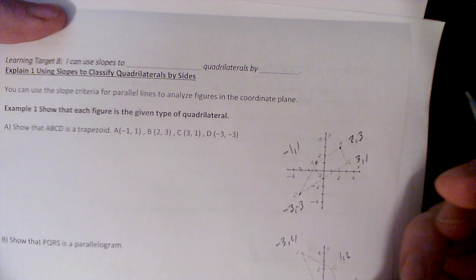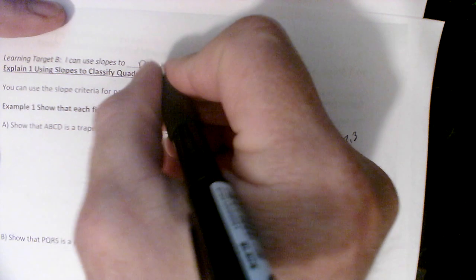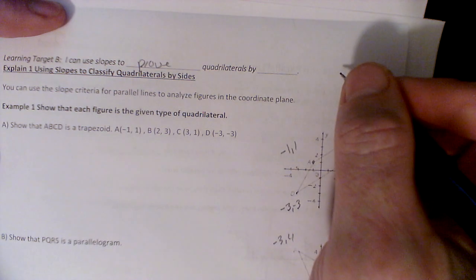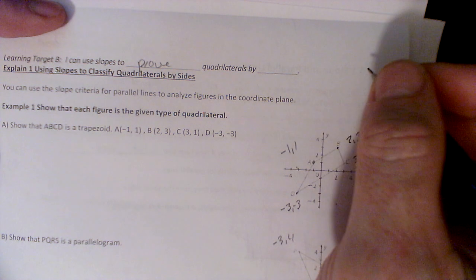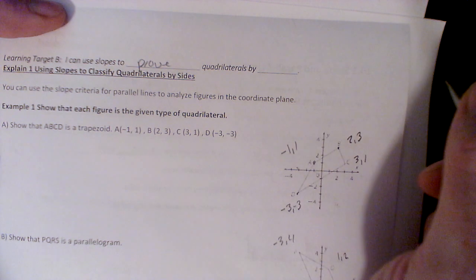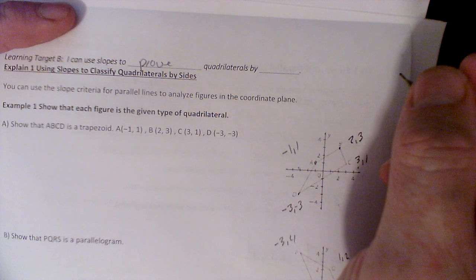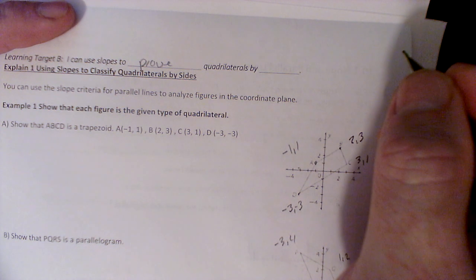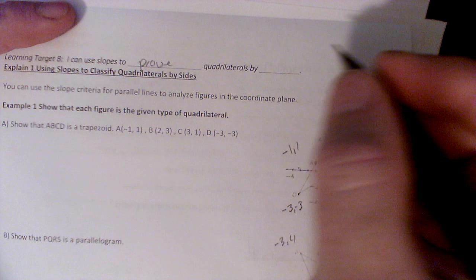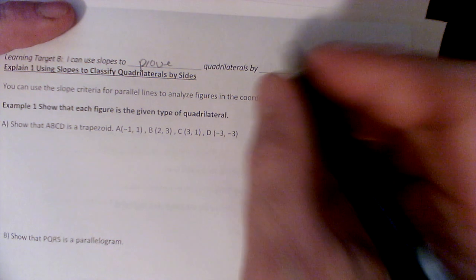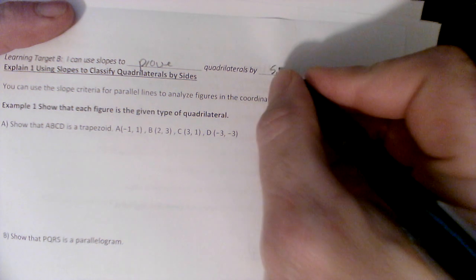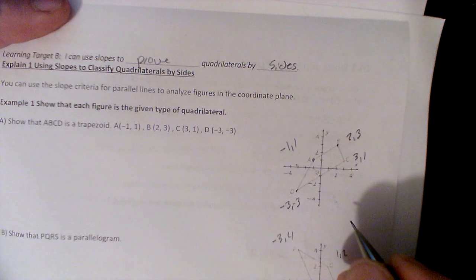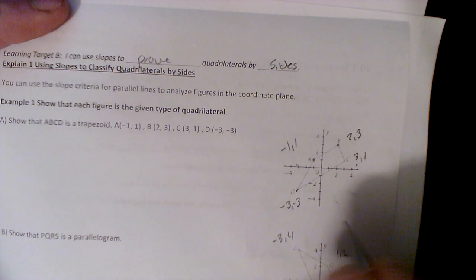Alright, so we're going to do 2 here. I can use the slopes to prove quadrilaterals. Let's prove quadrilaterals by... I can use slopes to prove quadrilaterals by sides. So if we're given the sides of a quadrilateral, we can prove what type of quadrilateral.